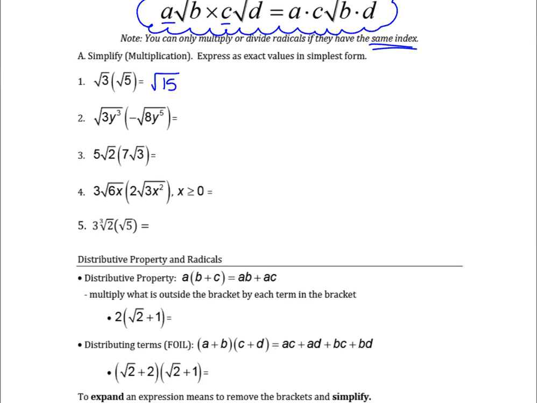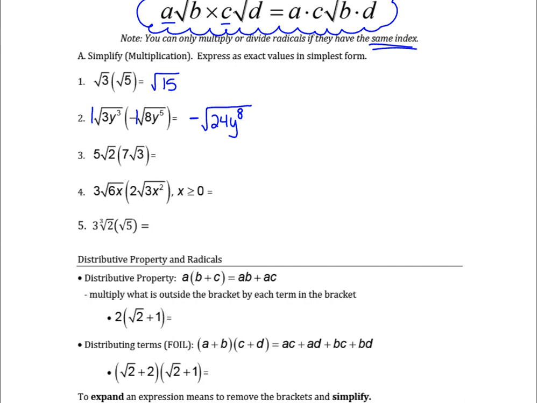Square root of 3y cubed times negative root 8y to the 5th. Technically, what's the coefficient if you don't see it? A 1. And what's the coefficient of the other guy? Negative 1. So 1 times negative 1 is just negative 1. A positive times a negative is still a negative. And what's inside the radical? 3 times 8, 24. Y cubed times y to the 5th is y to the 8. We add the exponents when we're multiplying same bases.